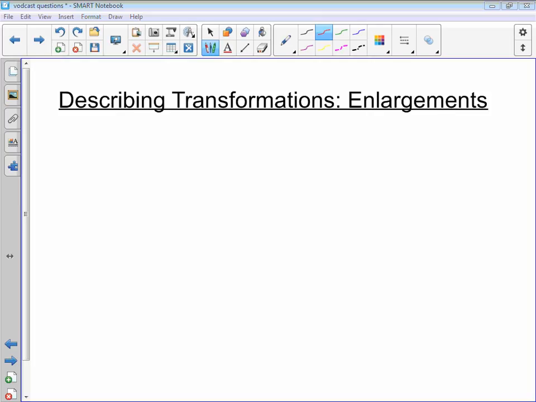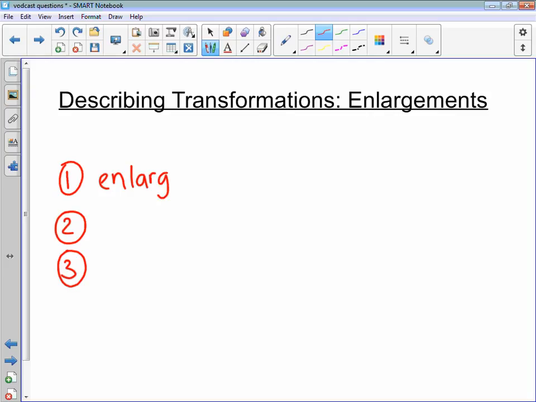Today we're going to look at describing transformations and in particular enlargements. Now when you describe an enlargement you need to write down 3 bits of information. First thing you need to do is say that you are in fact describing an enlargement.